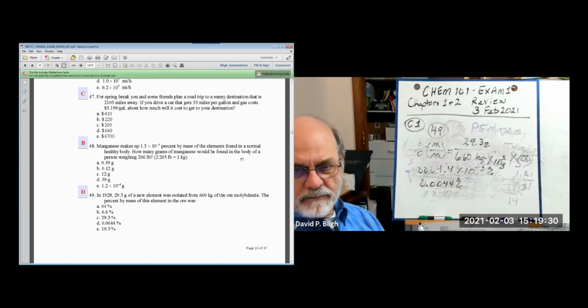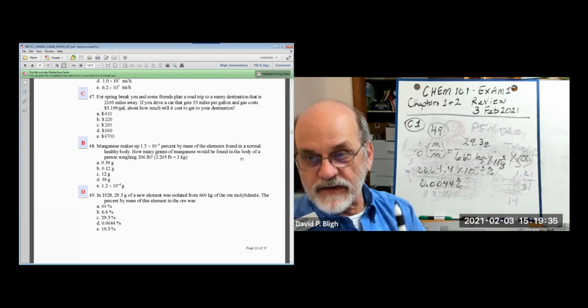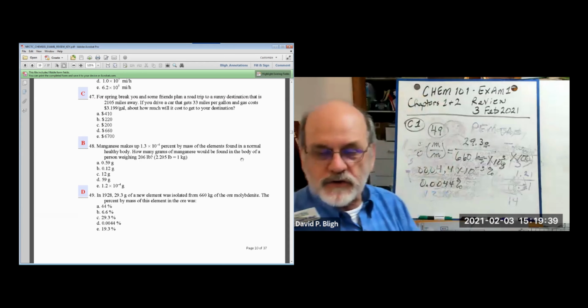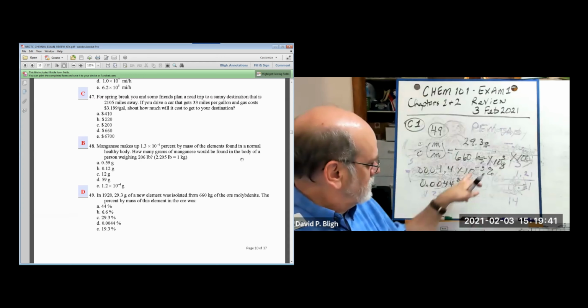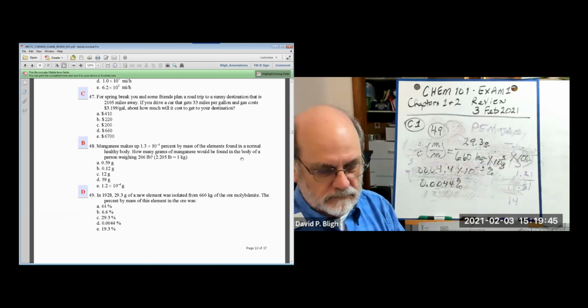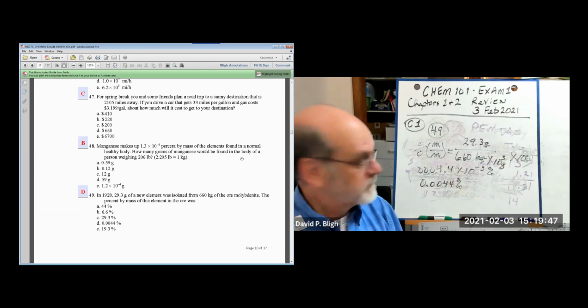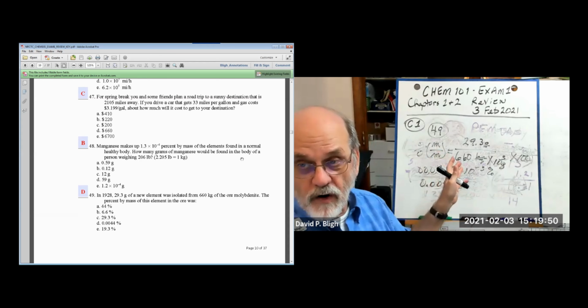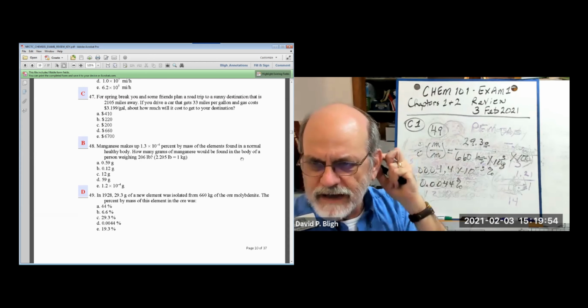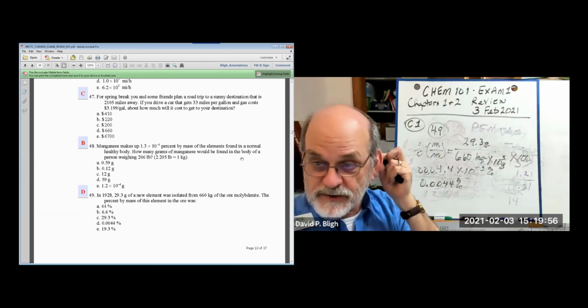The trick to this problem is not just knowing what the formula is, but recognizing that the units of measure have to match. You can't use two different measurements and expect to get the right answer, because it was kilograms to start with. There's not much of that new element in the ore, is there? It's a pretty small amount.